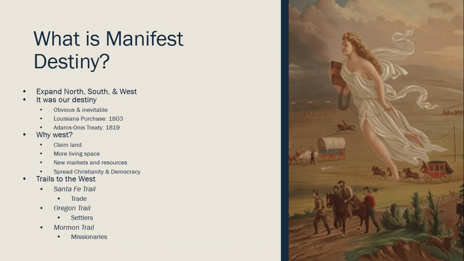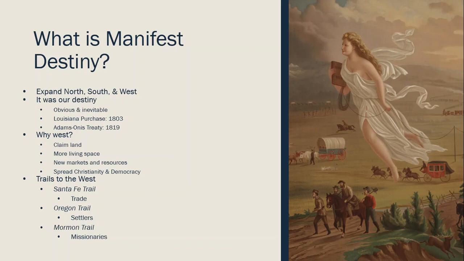So we see three major trails emerge. One is the Santa Fe Trail, and that one is for trade. It starts in Independence, Missouri, and it kind of goes through the Southwest, follows the Missouri River for a while, and then takes a fork into Mexican territory. So Santa Fe is the capital of New Mexico today, but at the time that was Mexican territory. And so it was meant for trade with Mexico.